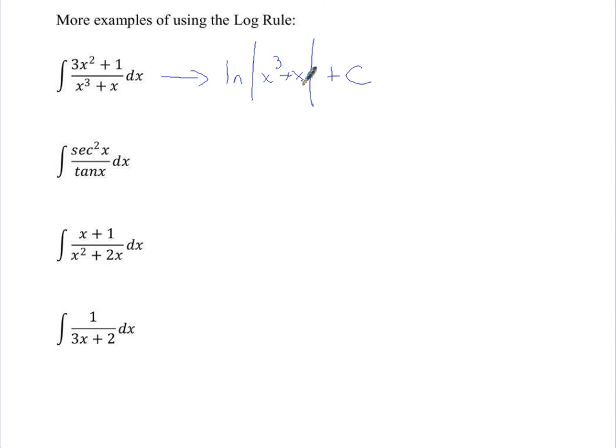How about the next one? What is the derivative of tangent x? Secant squared. So this one's already done too. What do we get? That's right. So we're including absolute value there as well. How about the next one?